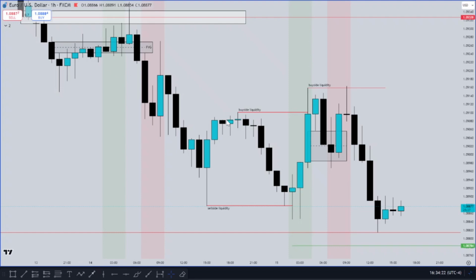This is the 1 hour time frame on Euro USD. This is recent price action. Bring your attention down to the sell side liquidity. This was before the London session. The green area is indicating the London session, and the red area is indicating the New York session. So I'll be using this logic based on these sessions.